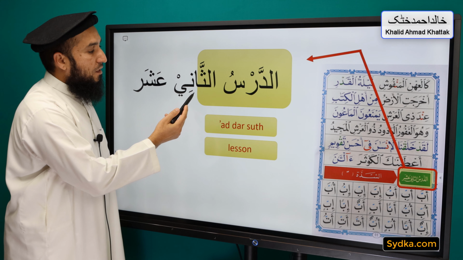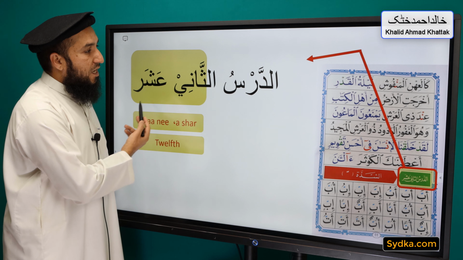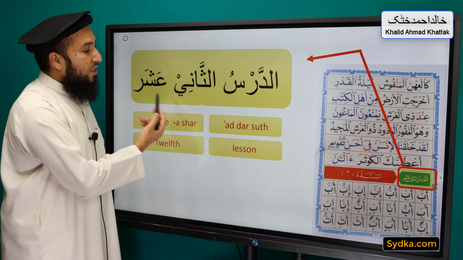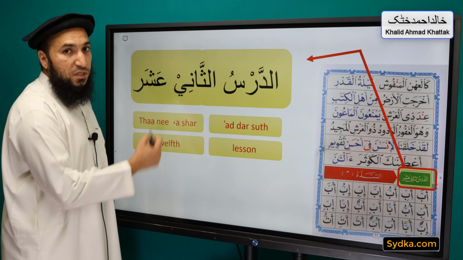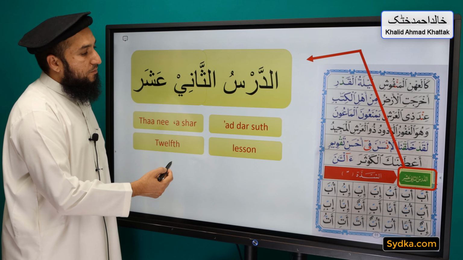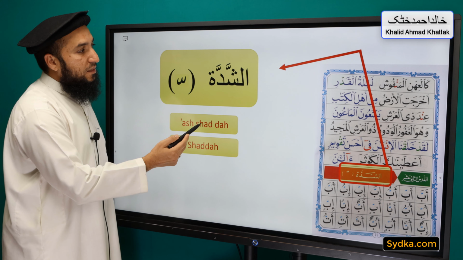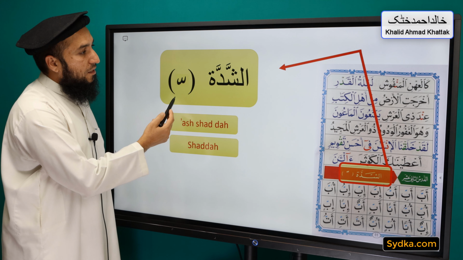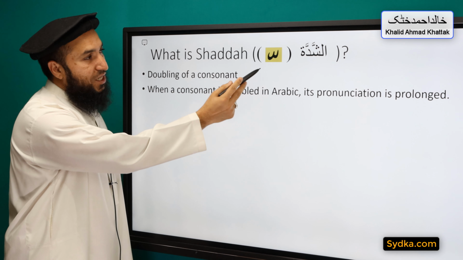الدرس الثاني عشر. الدرس means lesson. الثاني عشر means 12. So this is the 12th lesson of Al-Qaida Nuraniya. And this lesson is about Shaddah, and this is the sign of Shaddah. So what is Shaddah?